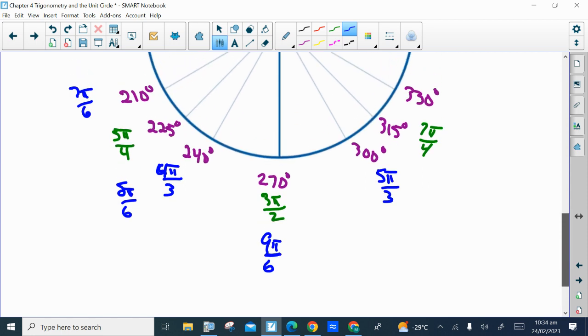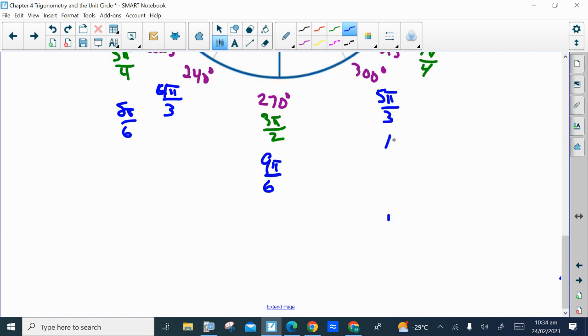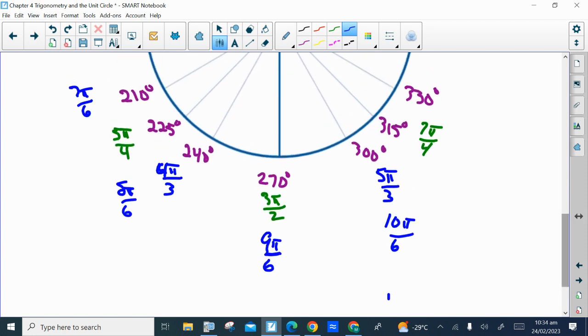Another 30 from 270 would take us to 300. That would be 10 pi on 6s, which reduces to 5 pi on 3. If you divide top and bottom by 2, you'll get 5 pi on 3. Another 30 from 300 would take us to 330, which would be another pi on 6 past 10 pi on 6. One more would be 11 pi on 6s.